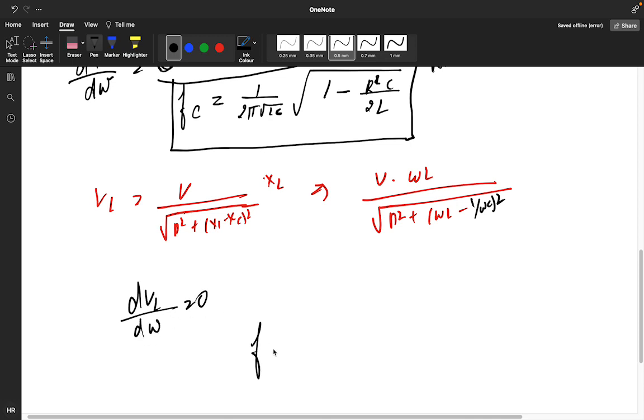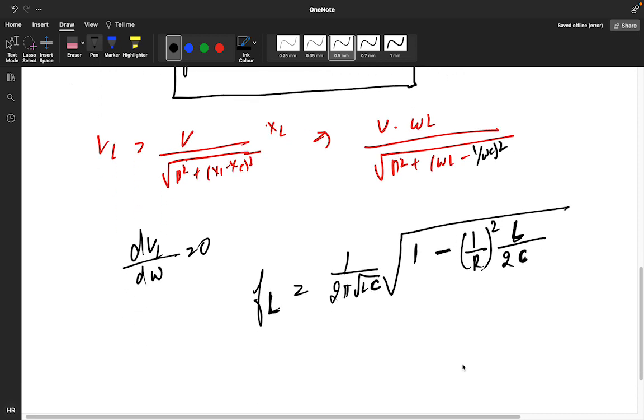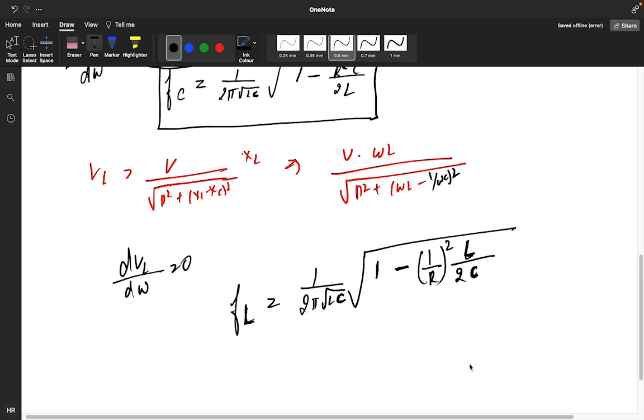to 0. So you will get one fL value that will be 1 by 2 pi root under LC, and root 1 minus R will become, just wait, R will become 1 by R, the whole square, L will become C, and C will become L, and 2 will be 2. So these two formulas you need to remember.